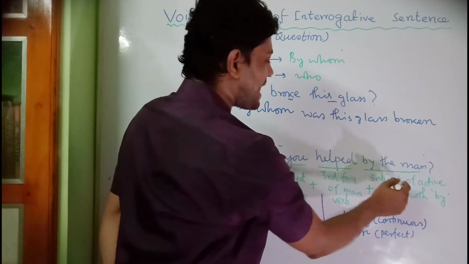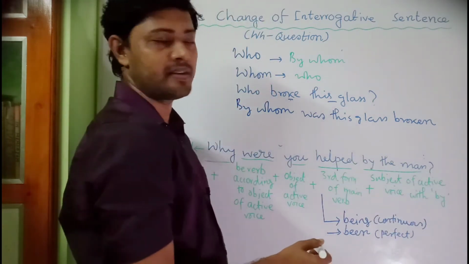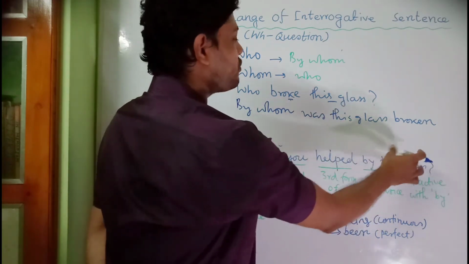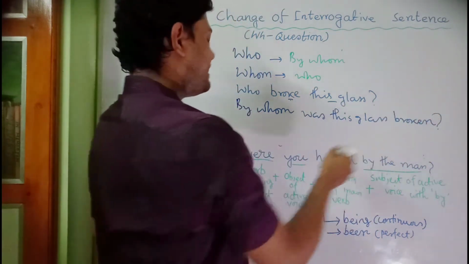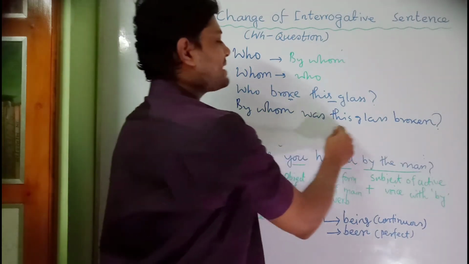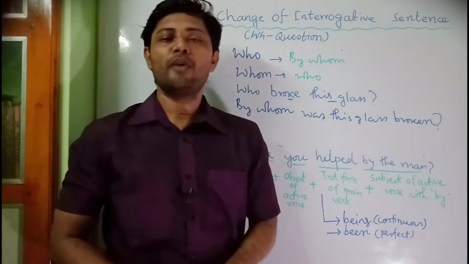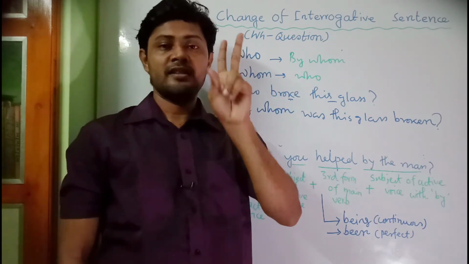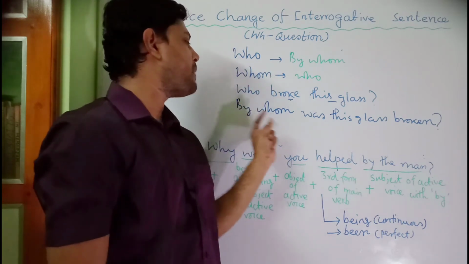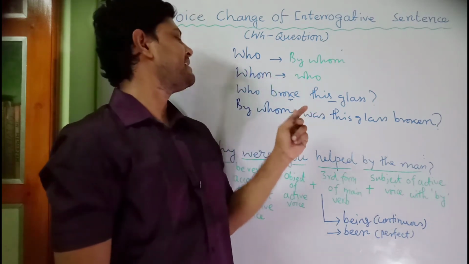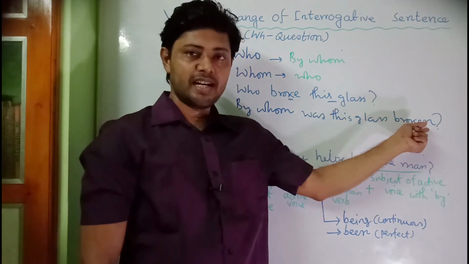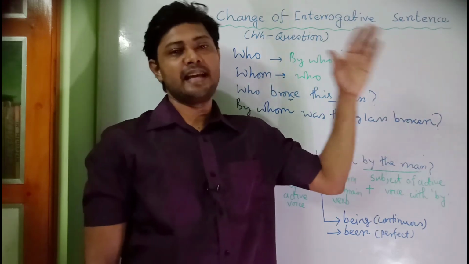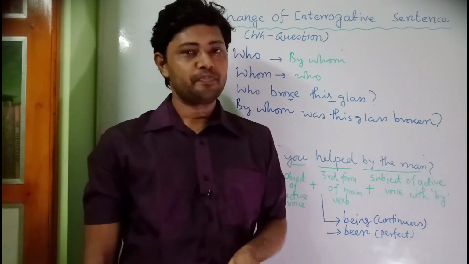Now the last step, the subject of the active voice with by. Okay, so who is the subject here? It is not mentioned here, so we do not have to write anything here and the answer is complete. By whom was this glass broken? Okay, so whenever you find a WH question with who, remember two things. The first one is who will be changed into by whom. The second one is, as there is no subject, we need not write anything at the end of the sentence such as by who. Okay, clear?